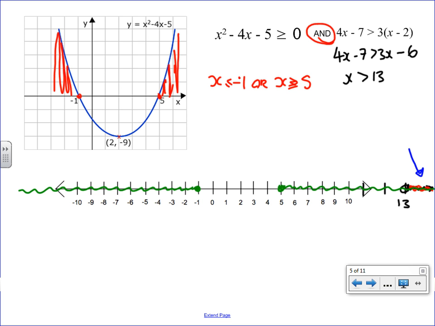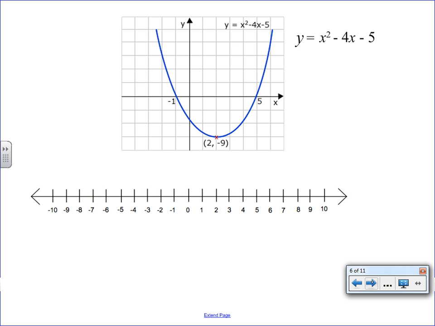They're the bits where the lines overlap, aren't they? So our answer is x bigger than 13. Yeah, because that's the only part of the number line where we've got green and red, where both the quadratic inequality and the linear inequality are both true. Exactly.